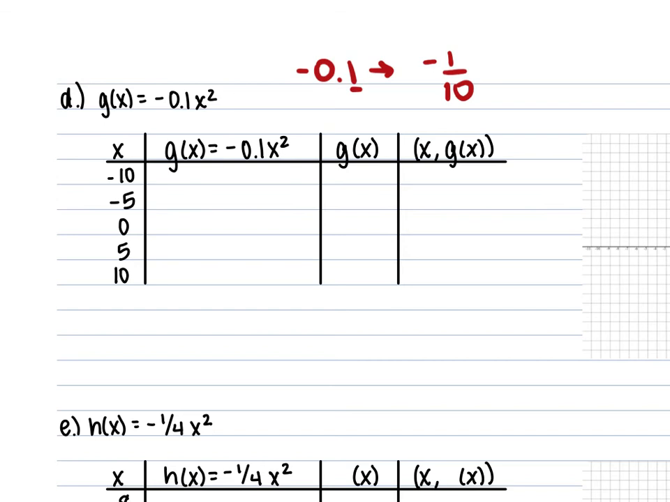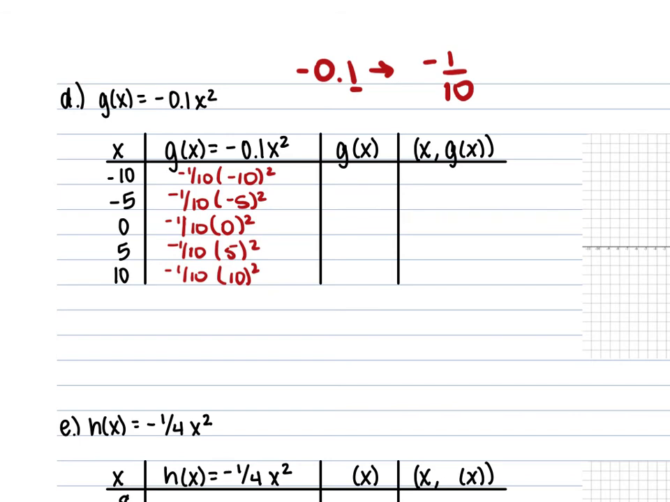For your x values, you're given negative 10, negative 5, 0, 5, and 10. We have g of x is equal to negative 0.1 x squared. So this is going to be the same thing as saying negative 1 over 10 times negative 10 squared, negative 1 over 10 times negative 5 squared, negative 1 over 10 times 0 squared, negative 1 over 10 times 5 squared, and negative 1 over 10 times 10 squared.